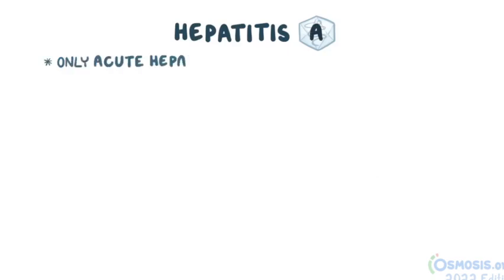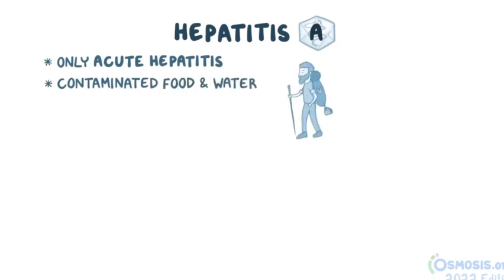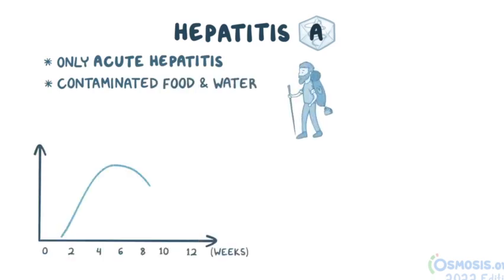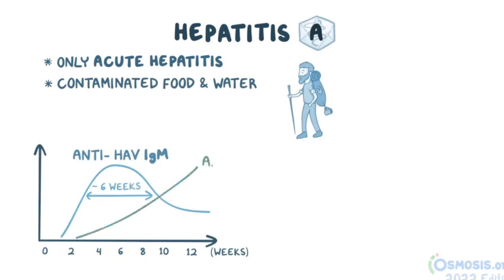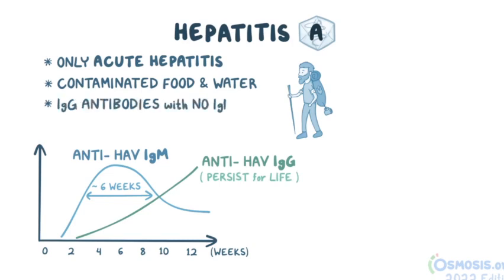Okay, so let's start with hepatitis A, which only causes acute hepatitis. It's caused by contaminated food and water and often affects travelers. In hepatitis A, serum anti-hepatitis A virus IgM antibodies are elevated for about 6 weeks, and anti-hepatitis A IgG antibodies begin to rise a couple of weeks after IgM antibodies, and usually persist for life. So, if there are IgG antibodies and no IgM antibodies, that means that the person was vaccinated for hepatitis A, or had a prior infection and developed immunity.